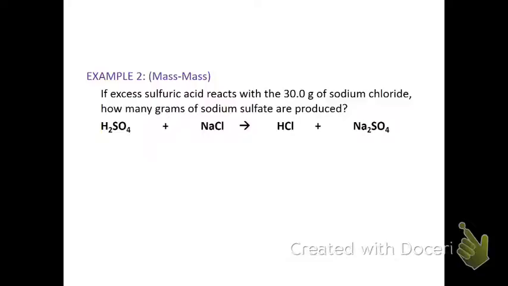This says if excess sulfuric acid reacts with 30 grams of sodium chloride, how many grams of sodium sulfate are produced? So what is the first thing I need to do? Balance the equation. So how am I going to do that? What are my coefficients? So 1, so I don't, 2.